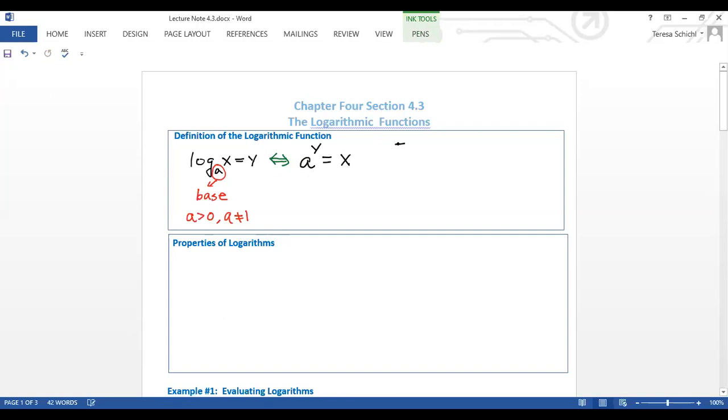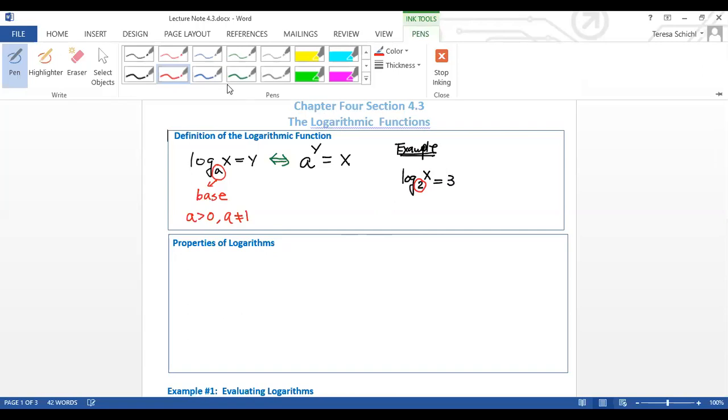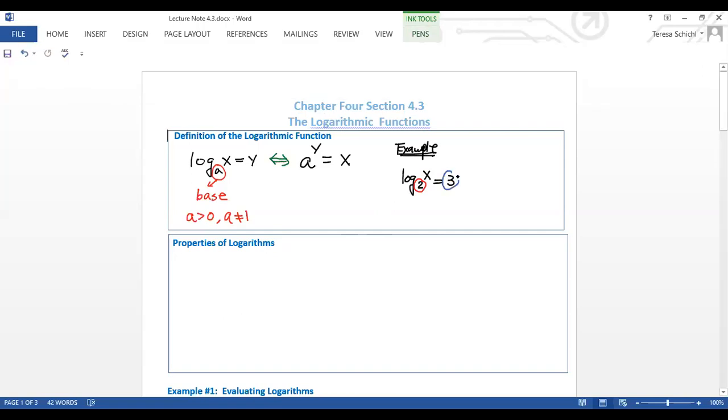Let's take a look at a simple example. Let's say log base 2, and I want to find the x value such that it is equal to 3. What does that mean? You can see here, this is my base, and this is the exponent.